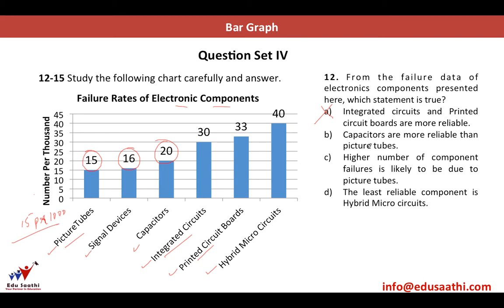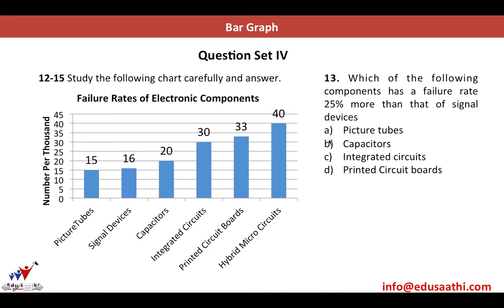So obviously these are not more reliable than picture tubes. Let's look at the second statement. Capacitors are more reliable than picture tubes. This is also incorrect because capacitors fail 20 times per thousand, whereas picture tubes fail only 15 times per thousand. Higher number of component failures is likely to be due to picture tubes. This is also incorrect because picture tubes here is a more reliable component than any of the rest. Let's look at the last option. The least reliable component is hybrid microcircuits. This is incorrect. Sorry, this is correct. Why? Because hybrid microcircuits fail 40 times a thousand, which is higher than any of the failure rates for the other components.